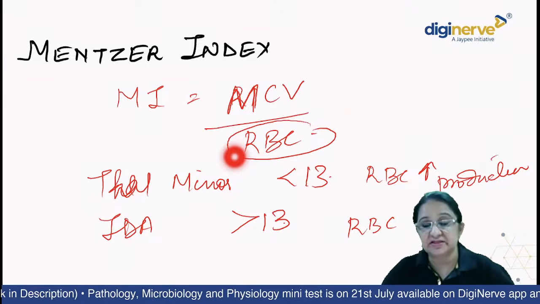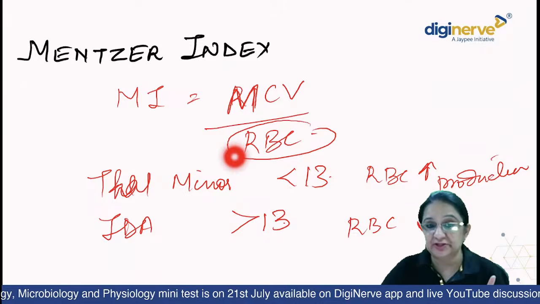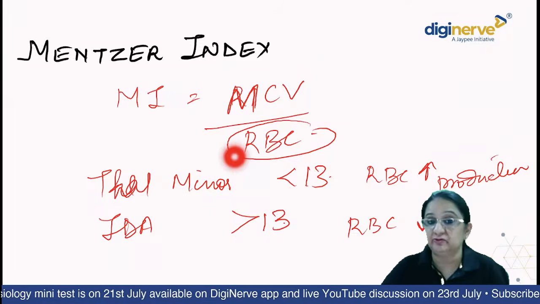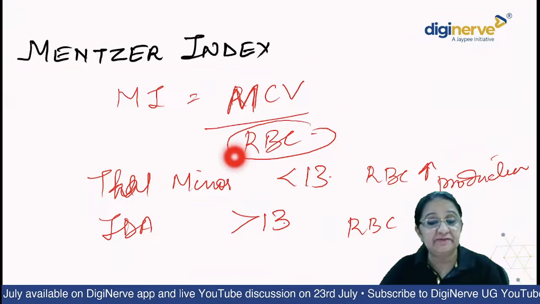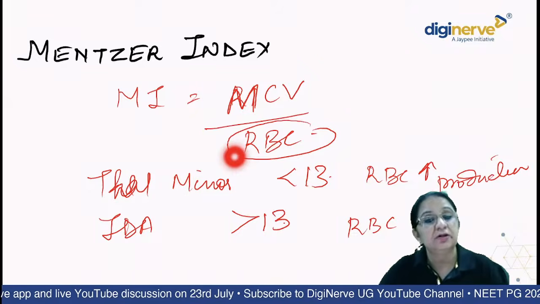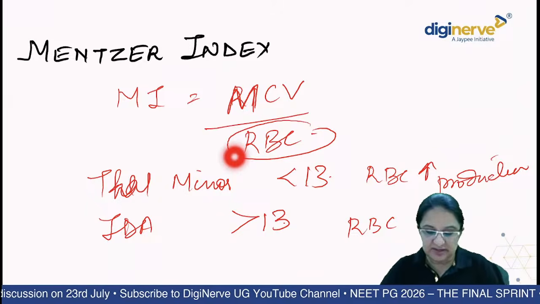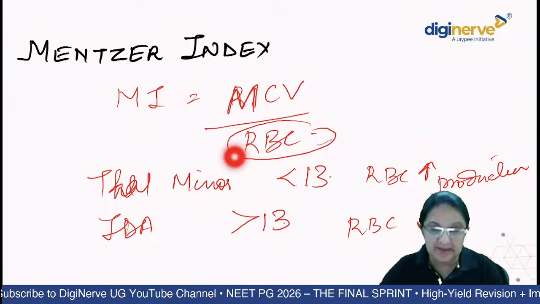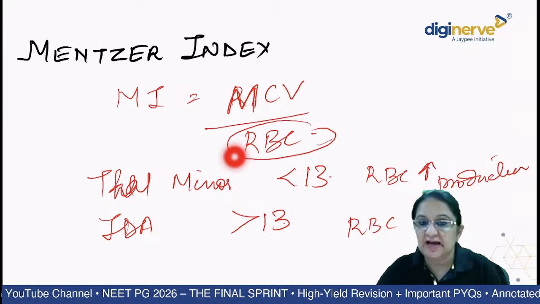In thalassemia minor, there is increased RBC production. Why? First of all, there was erythropoietin stimulation. Even though there is ineffective erythropoiesis, RBC production is relatively more. In iron deficiency anemia, you don't have the raw material, iron, so your RBC production would be less there. So that is why the denominator is more, and that is why your Mentzer index is less in thal minor.